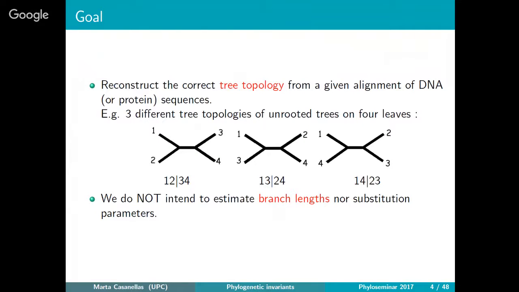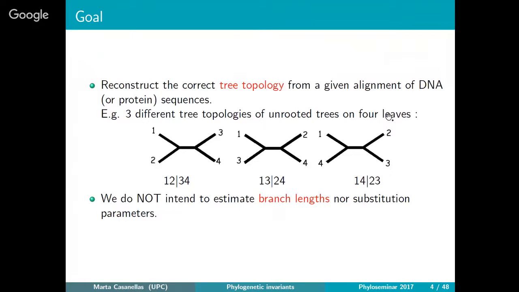So the main goal for us is going to be to reconstruct the tree topology and not the branch length. Okay, so the tree topology, for example, for quartet trees, we have these 3 trees, and we will use this notation: 1, 2 against 3, 4 for this tree, 1, 3 against 2, 4 for this other tree, and 1, 4 against 2, 3 for this tree. And our input in order to obtain the tree topology would be an alignment of DNA sequences.